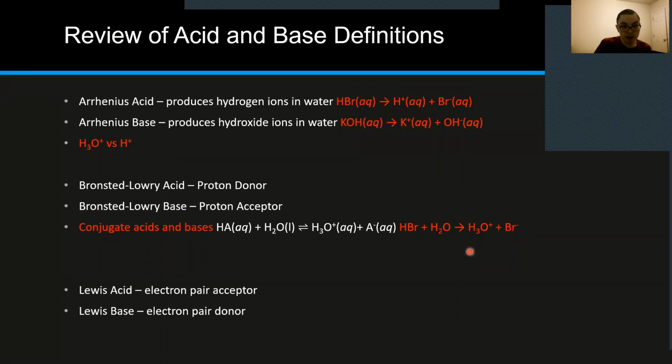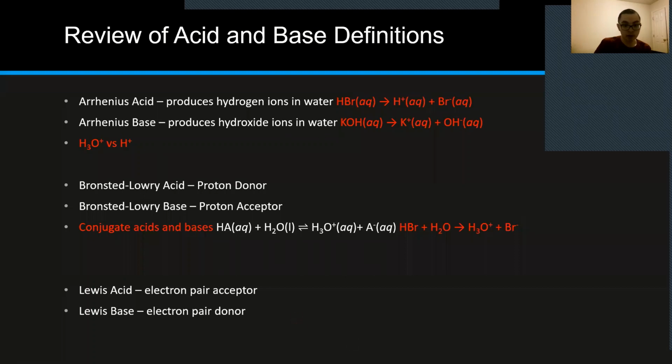Right, and if you notice here, I have a double-sided arrow, and right here I have a single-sided arrow. The reason this is a single-sided arrow is because we will learn that HBr is a strong acid, and strong acids dissociate completely. That means that the reversible reaction is negligible.